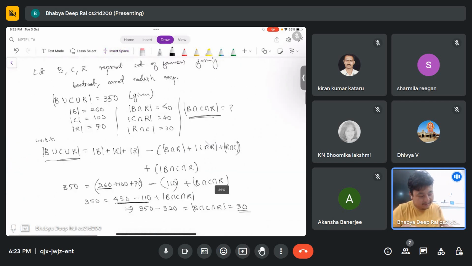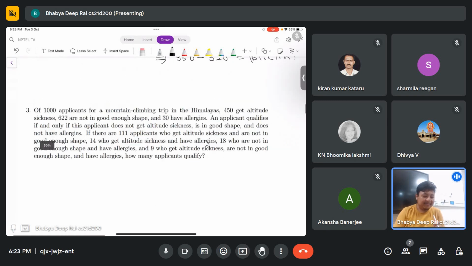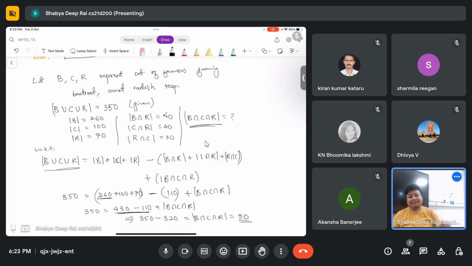So the simple formula for the inclusion exclusion principle can be used in this way, and this is for 3 sets. Now use the same approach. I hope that is clear. Please let me know. We just find out what the size of these sets are, what they represent, and the rest is just plugging in the formula.